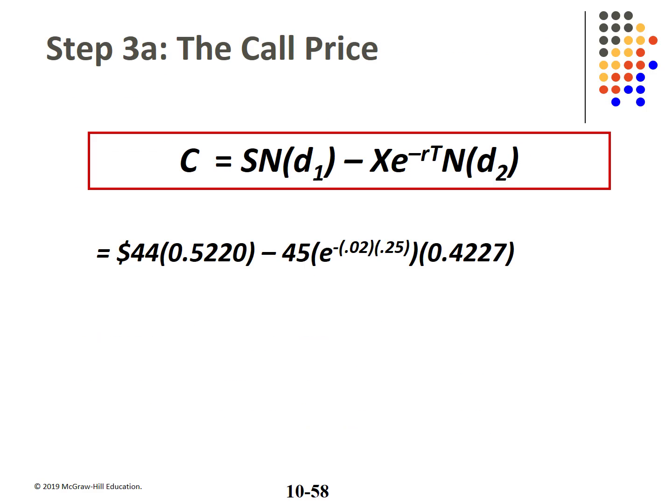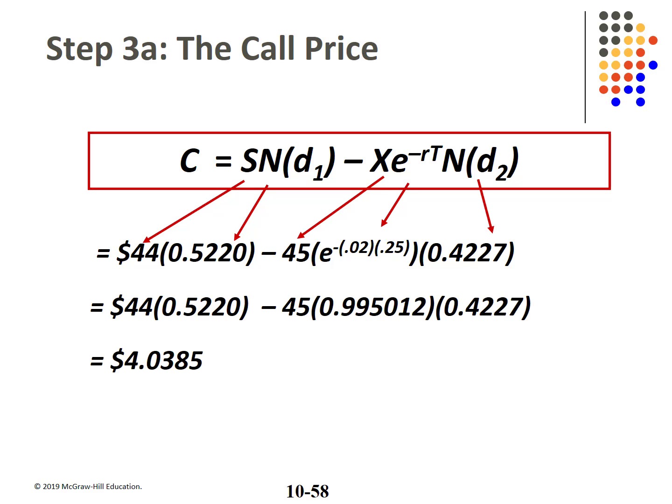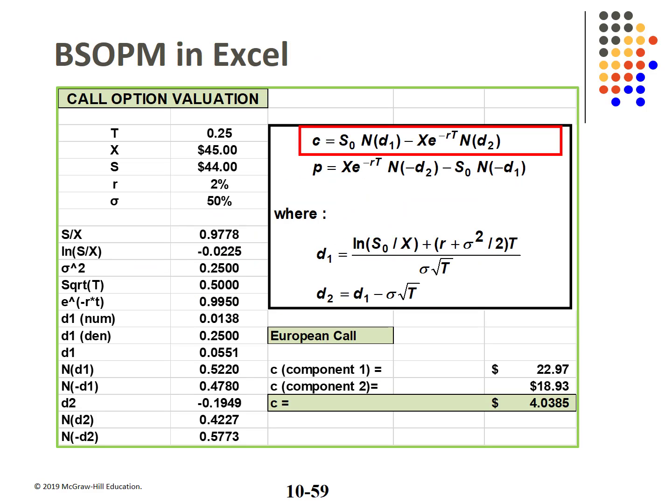Plugging all the calculated given values in the formula: the stock price, N(d1), exercise price, e raised to the minus rt, N(d2). Combine all those components, you get a call price of $4.0385. And here are the calculations in Excel, which is posted in Blackboard.